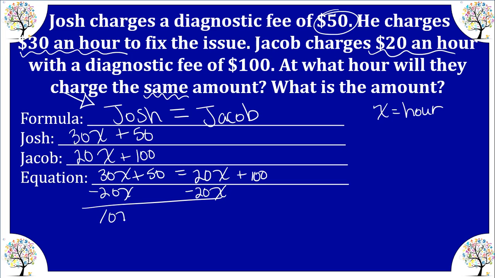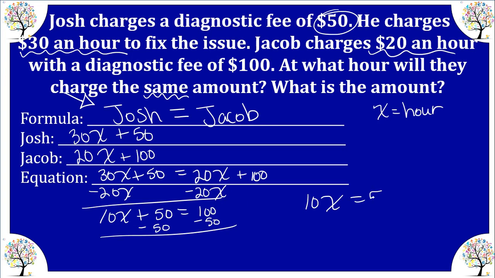This leaves us 10x plus 50 equals 100. Now we can just solve by subtracting out the 50. We have 10x equals 50. Excuse me, we divide by 10, and x, hour, is 5. So the question is, at what hour will they have the same amount? Well, hour 5. So at hour 5, they will have the same amount.